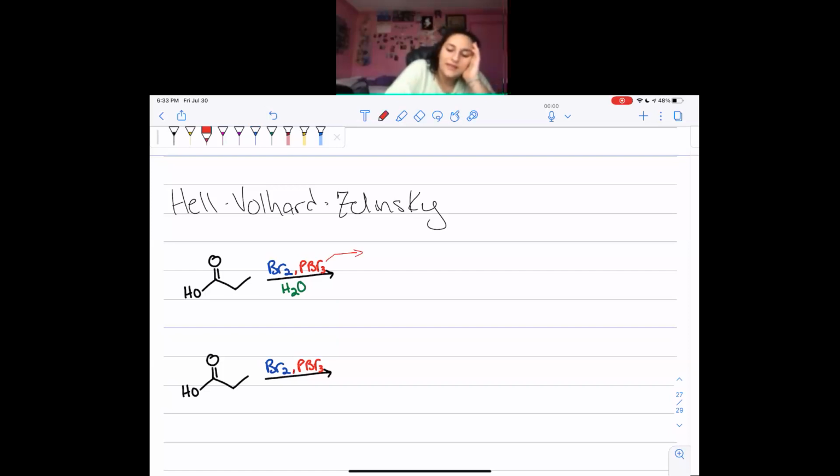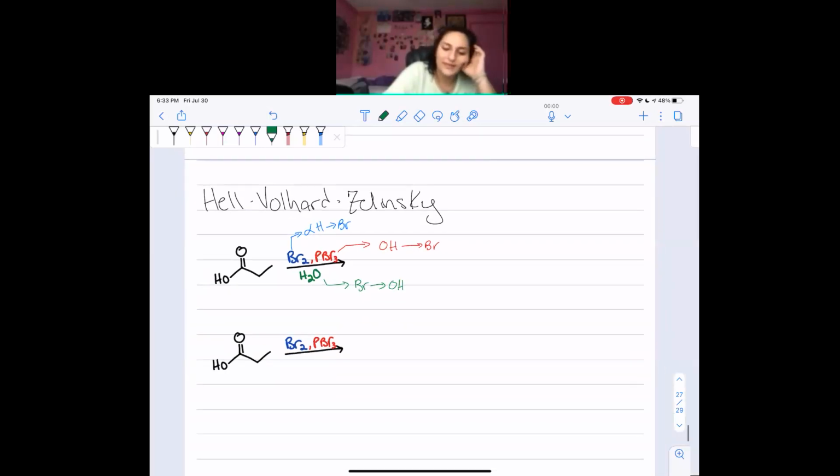PBr3 is turning an OH into a Br. Br2 takes an alpha H and turns it into a Br. And H2O is actually going to take a Br and turn it into an OH. So we end up with a bromine here. And in the intermediate, we had a bromine here, but when we have the OH, we change it back to an OH.